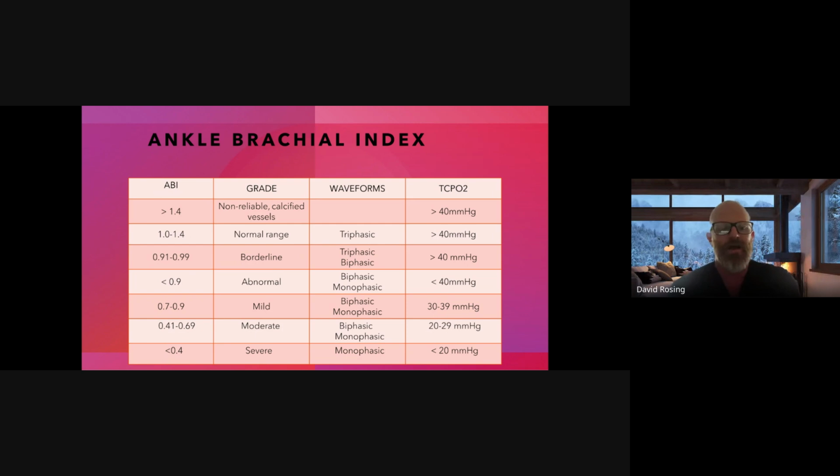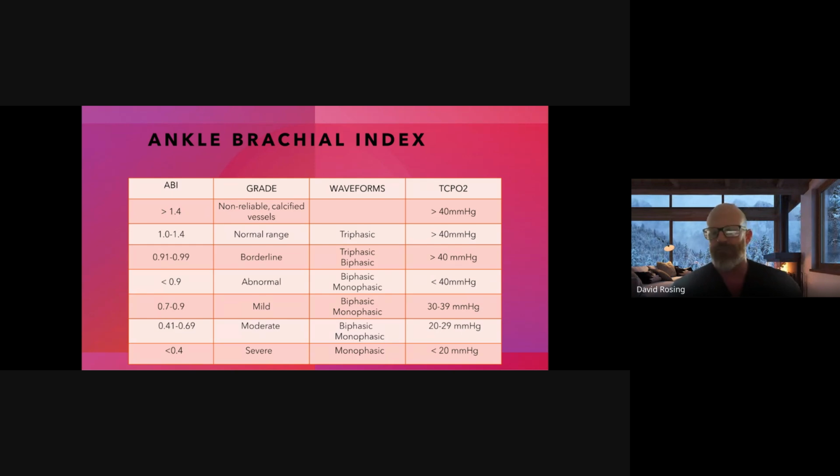So anything above 1.4 is typically indicative of calcified vessels, meaning the cuff won't actually completely compress the vessel, so you get a falsely elevated reading. You typically see that with chronic diabetics, but not always. So if it's above 1.4, it's almost a useless test for you, and you're going to need to get a Doppler to see if there are any significant stenoses or obstruction, if it's monophasic, etc.